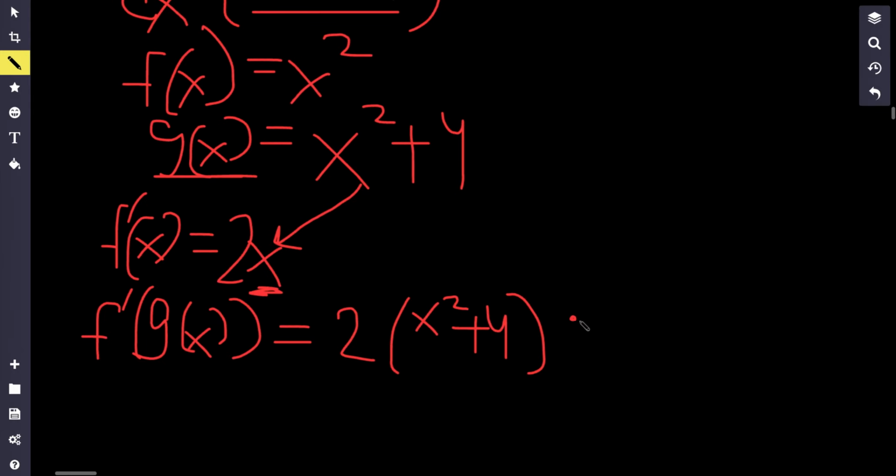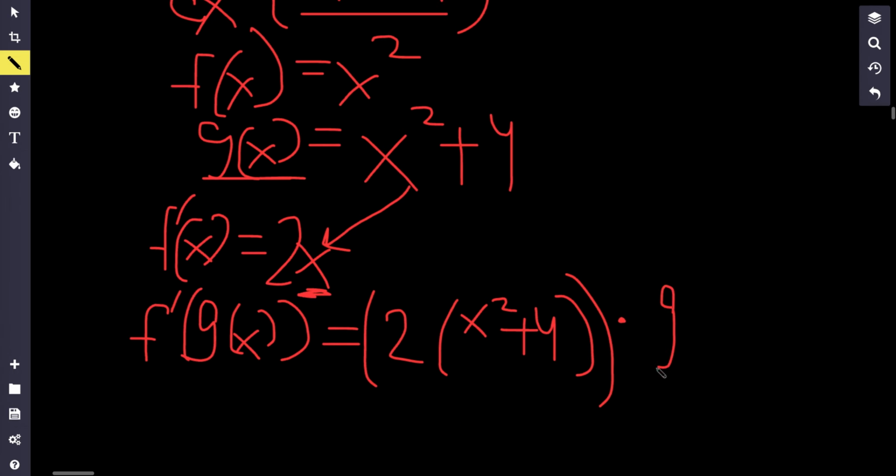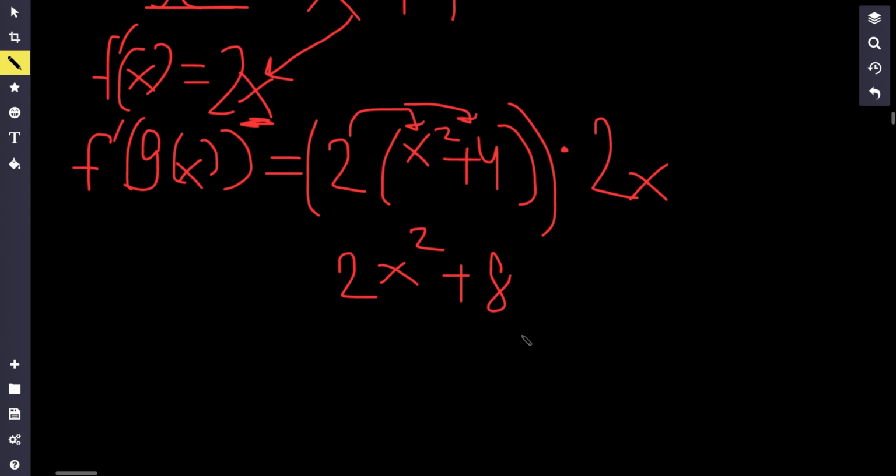And then don't forget to multiply this by g prime of x, aka the derivative of all of this, the derivative of x squared plus 4, which is just 2x. And boom, there's our answer. We can simplify this a little bit. First, you can just distribute. You get 2x squared plus 8. Then you multiply 2x by all of this.